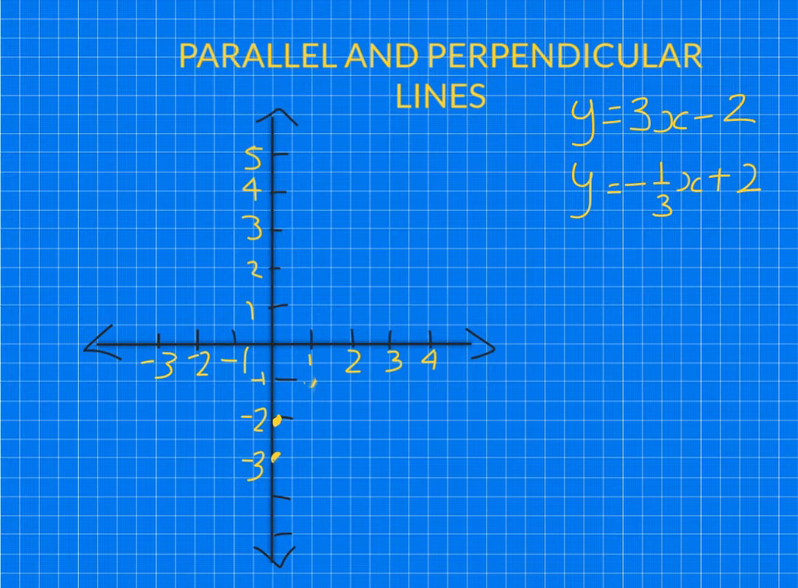y equals minus 2. Now, gradient of 3 means every time I go across 1, I have to go up 1, 2, 3. So I'm up here. And again, I just draw a line through those 2 points.